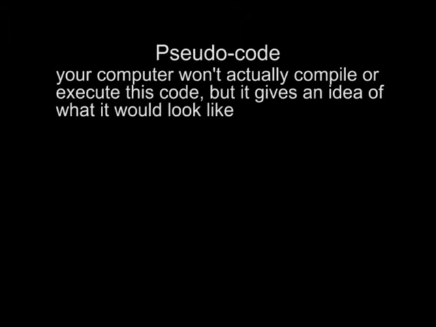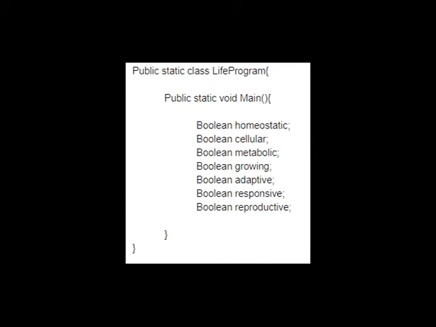Now, how do we take this abstract list and turn it into an algorithm for our computer program? If we were actually writing the program, we could start by setting up 7 Boolean variables. A Boolean value is a binary value. That is, it exists in only one of two states. It can be true or false, 1 or 0. It cannot take on any other value. Let's call our variables homeostatic, cellular, metabolic, growing, adaptive, responsive, and reproductive.